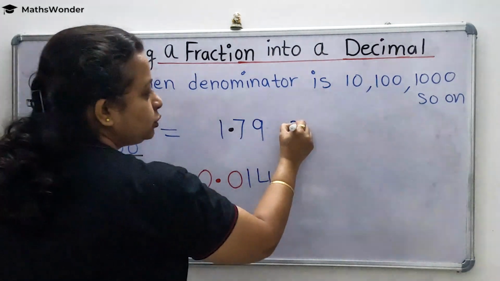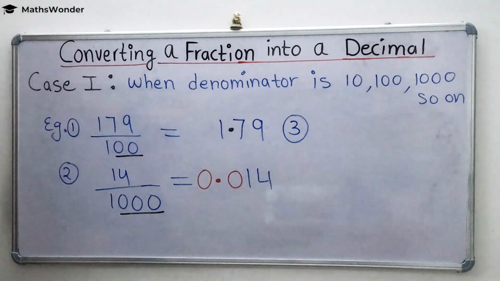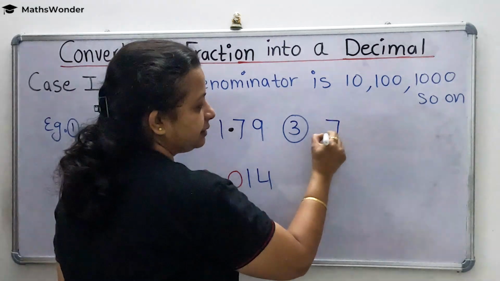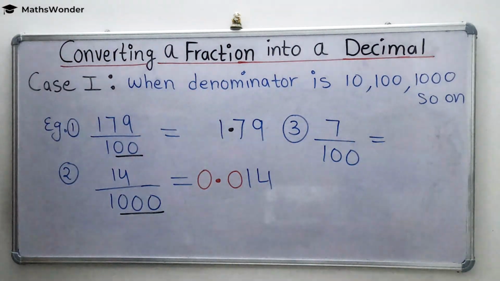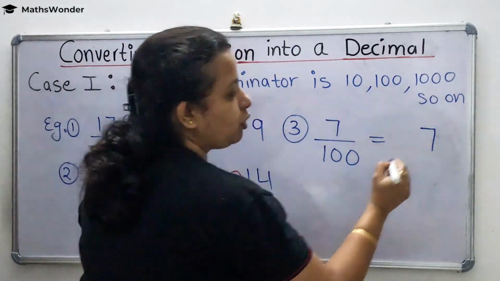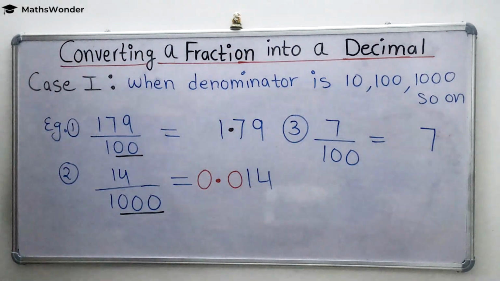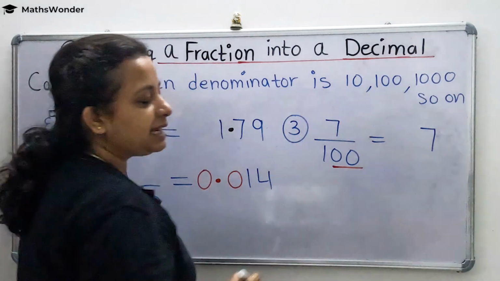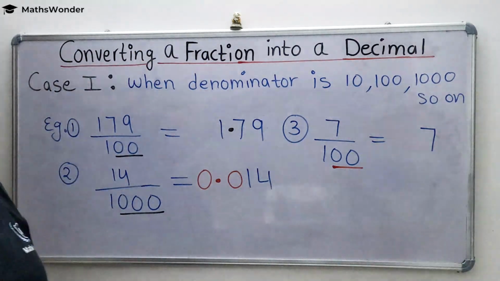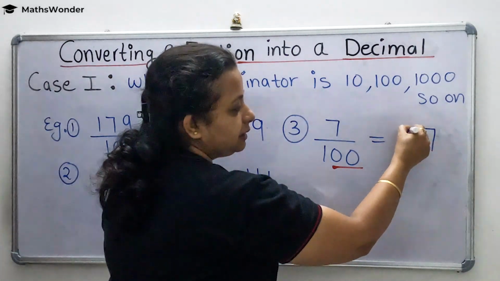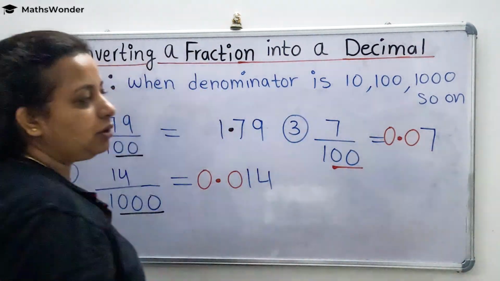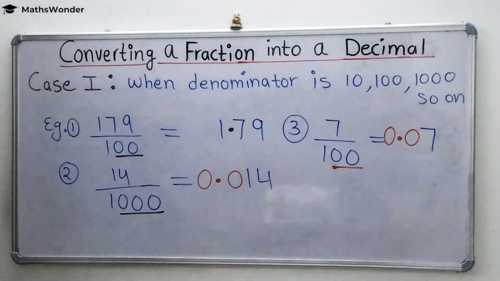Anyways, come to the third example. Suppose the example is 7 over 100, right? Whatever numerator is given, first you will just copy the numerator. Now check the denominator. How many zeros? Yes, here we have 2 zeros. Count from the extreme right, the digit, we have only 1. Now give 1 more 0 here. This is the answer. Okay? Any confusion here? Let me know.